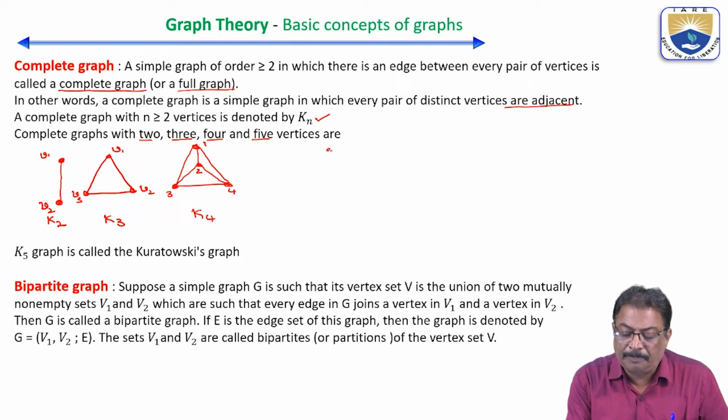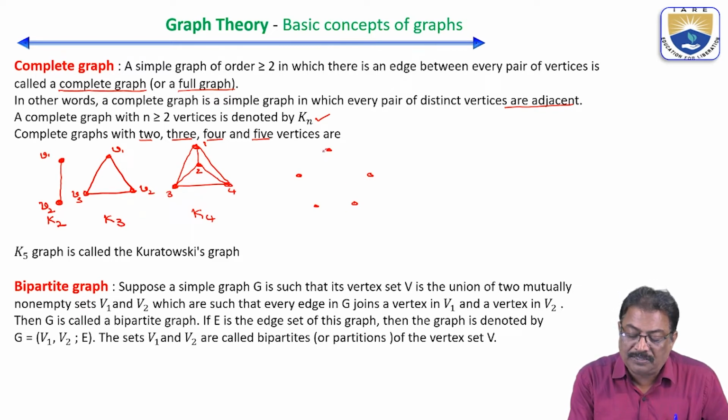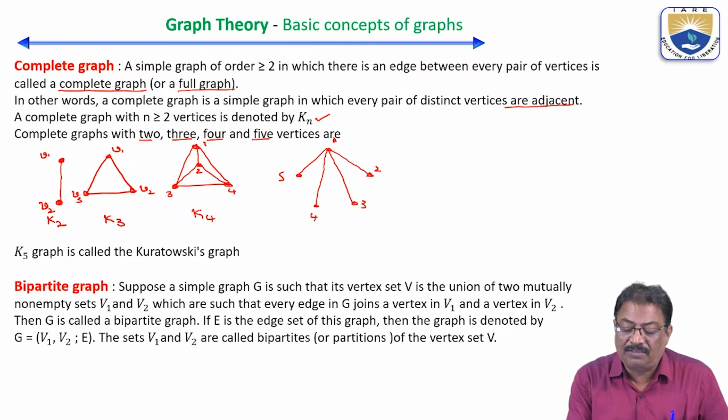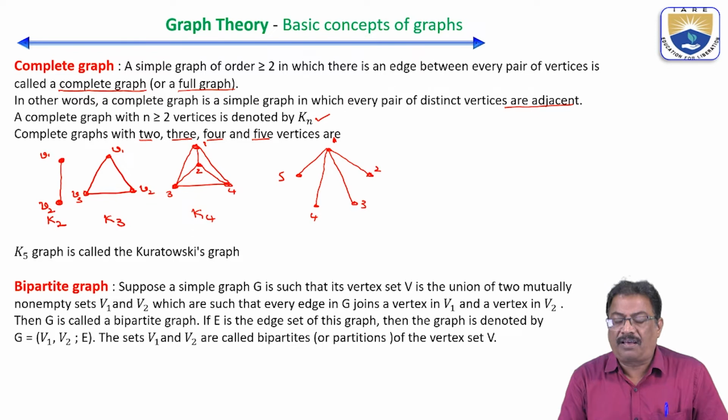Similarly, let us take 5 vertices: V1, V2, V3, V4, V5. V1 to V5, I connect one edge. V1 to V2, another edge. V1 to V4, another edge. V1 to V3 is another edge. So vertex 1 is connected to all the remaining vertices.